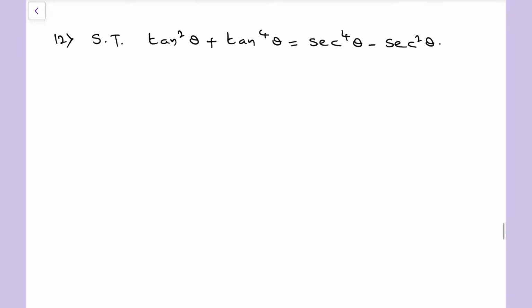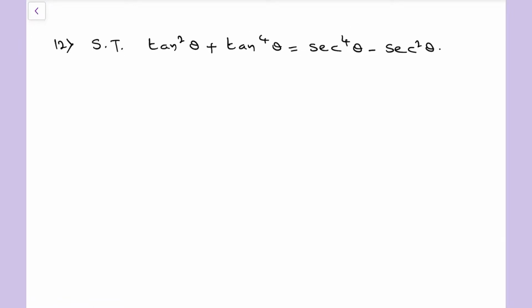Next, show that tan square theta plus tan power 4 theta equals secant power 4 theta minus secant square theta. So the left side, if we observe clearly, is tan square theta plus tan power 4 theta. I wrote it as it is. Now from this tan square theta plus tan power 4 theta, I am taking tan square theta common. So we will remain with 1 plus tan square theta.